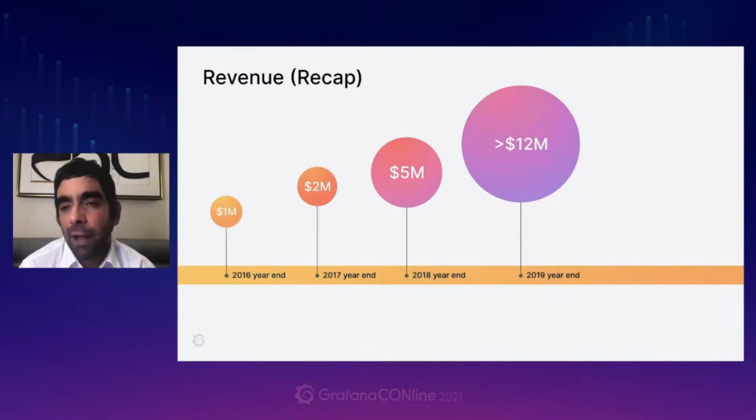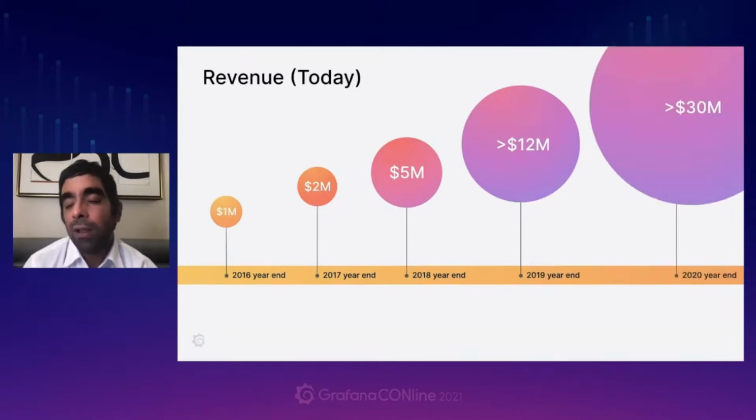And then we announced this at the last GrafanaCONline, but by the end of 2019, we'd grown to over $12 million in revenue. And we were really quite pleased with that accomplishment. And remember, our prediction at last GrafanaCONline was that by the end of 2020, we'd try to grow to over $25 million in annualized revenue. So how did we do? Well, by the end of last year, we were at a run rate of over $30 million a year.